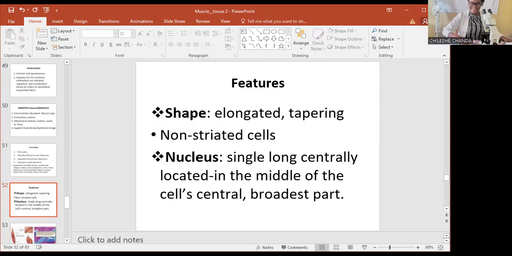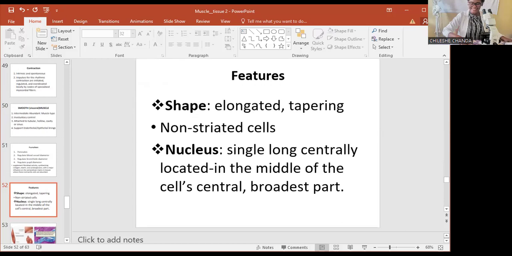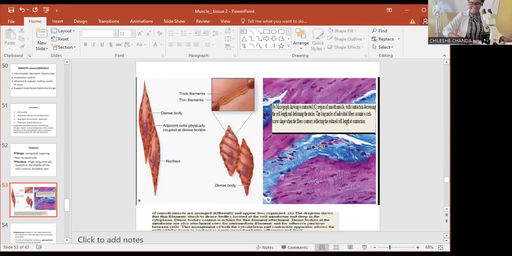They are elongated and tapering, meaning at the ends they appear thin. They are not striated. They have a single long, centrally located nucleus in the middle of the cell, at the point where the cell is broadest, where the cell is biggest. This is the general appearance of smooth muscle. You are going to have a spindle-shaped muscle, which is thickest in the middle and tapering towards the sides. The nucleus is elongated and found in the middle.